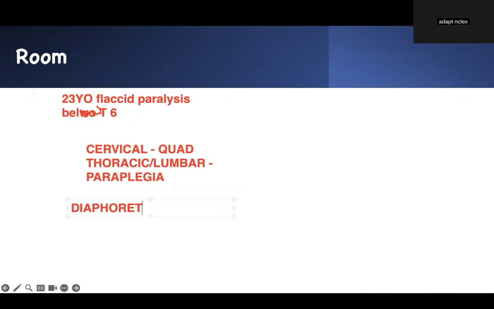And when you walk in, what do you see? The patient is diaphoretic. He's complaining about headache. He's restless. Right. And his blood pressure is high. What do you think? He has a T6 injury, flaccid paralysis below. What do you think is going on with this patient? You have a young spinal cord injury patient with an injury at T6, and then you see diaphoresis, headache, restlessness, and hypertension. You know that this patient is having what? Autonomic dysreflexia.